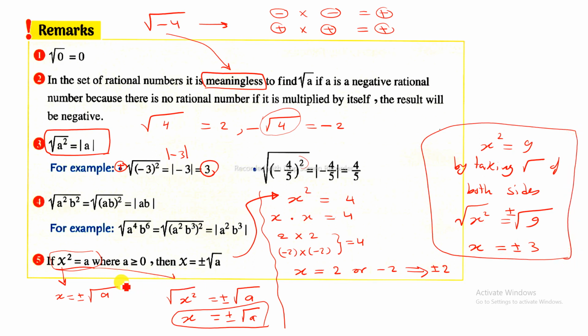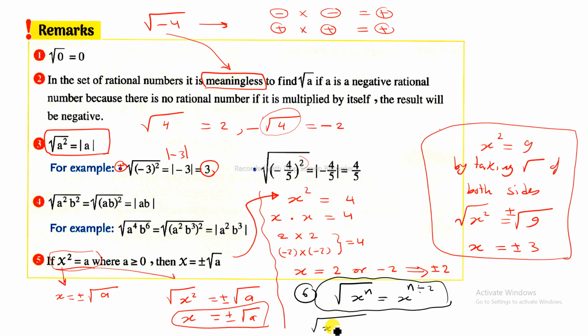Let's take the last one, number 6. When we say the square root of x to the power of n, where x is any number and n is any number, the result is x to the power of n divided by 2. For example, the square root of x power 4 y power 6 z to the power 8.